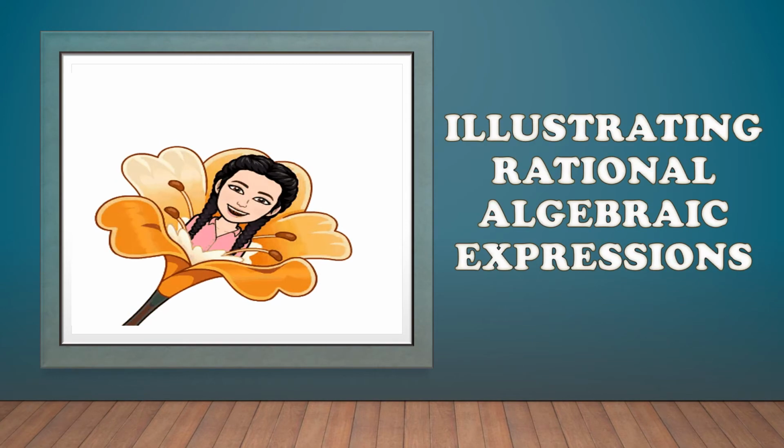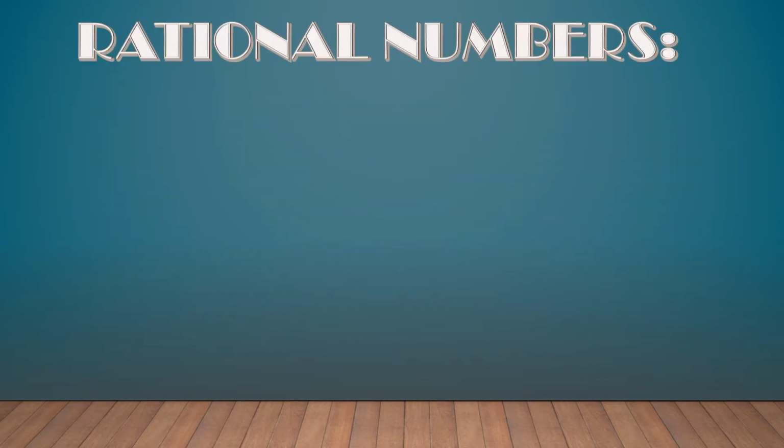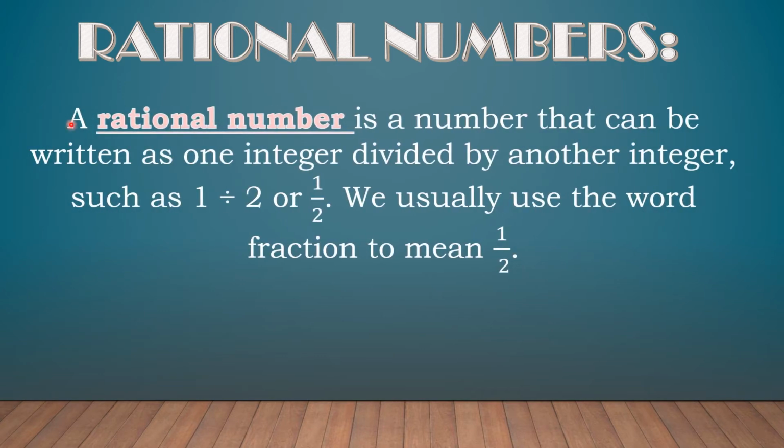In this video, we are going to talk about illustrating rational algebraic expressions. Let's begin with identifying what is a rational number. So a rational number is a number that can be written as one integer divided by another integer, such as 1 divided by 2 or 1/2. We usually use the word fraction to mean 1/2.